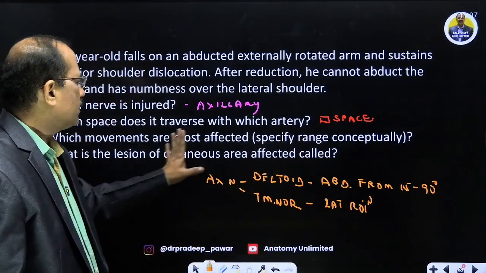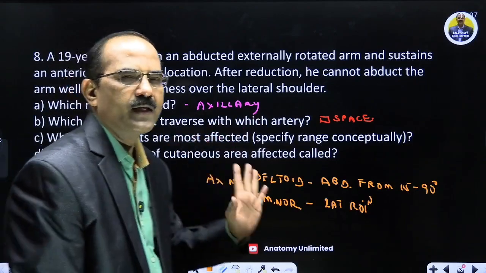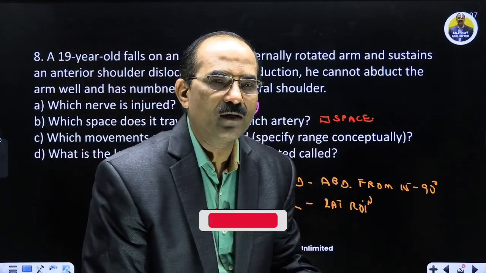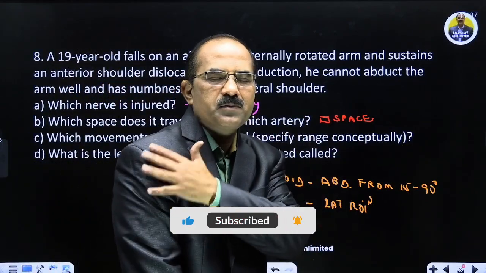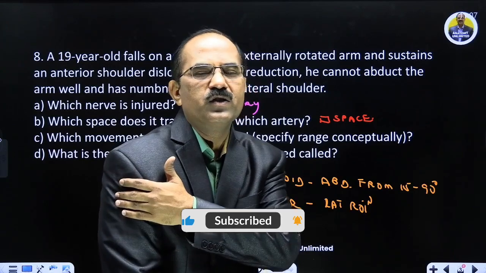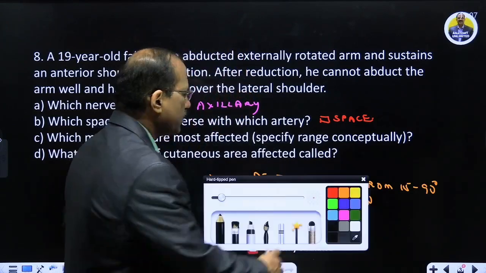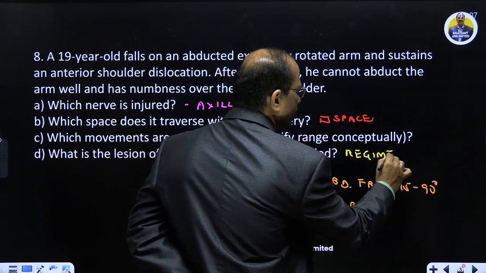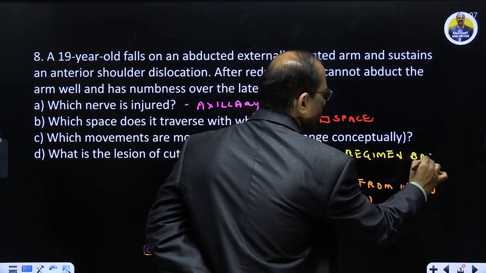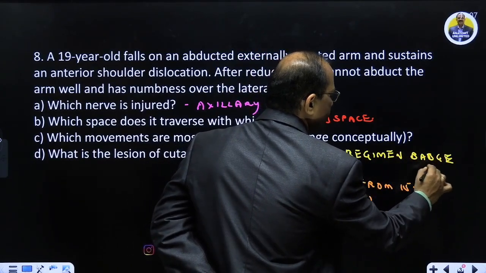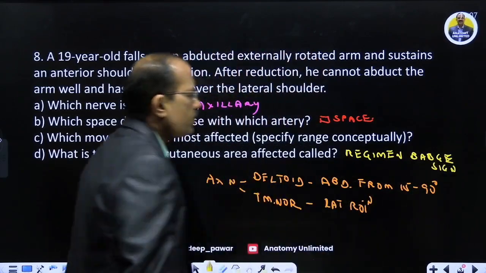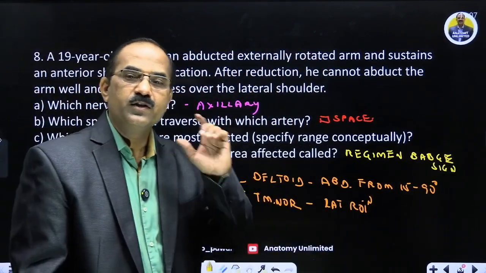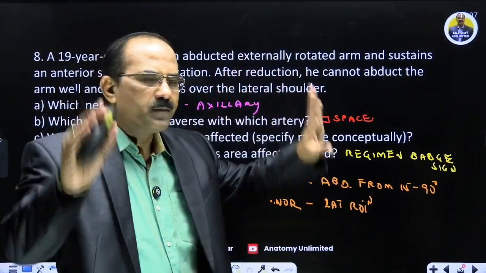And which cutaneous area is affected in a lesion? The upper lateral aspect of the arm. Sensation will be lost here. And what do we call this? Regimental badge sign. So the regimental badge sign is seen in lesions of the axillary nerve. Okay, children, is this clear?